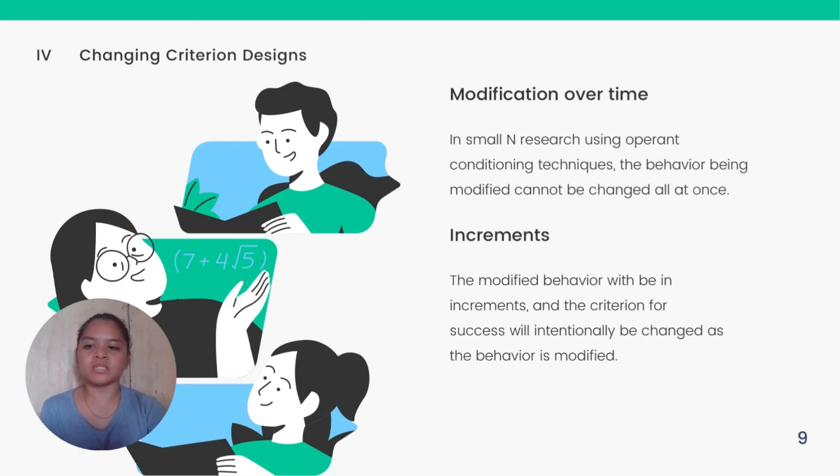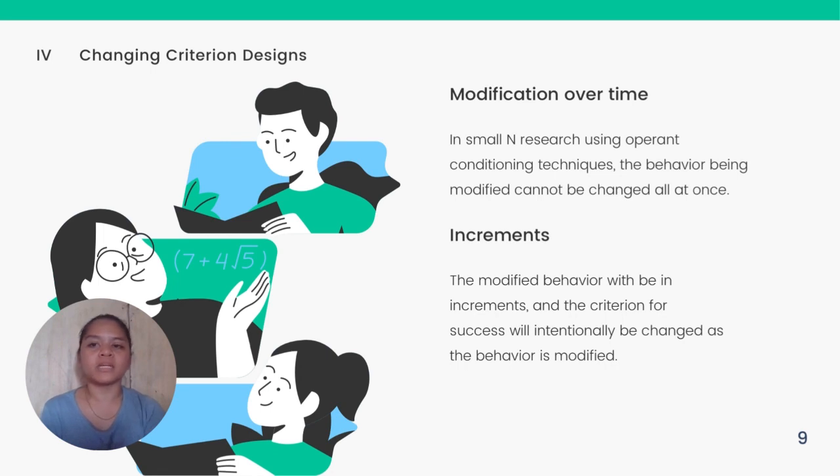In small N research using operant conditioning techniques, changing criterion is a common method used to modify behavior gradually over time. Changing criterion involves setting a series of progressively more stringent goals for the behavior being modified.